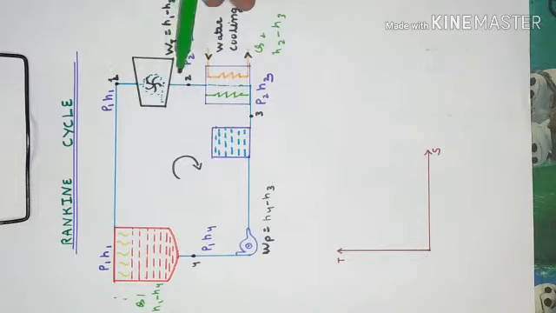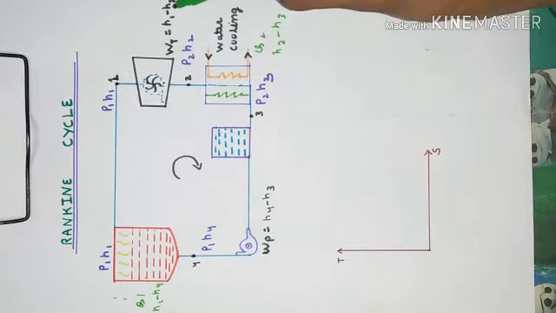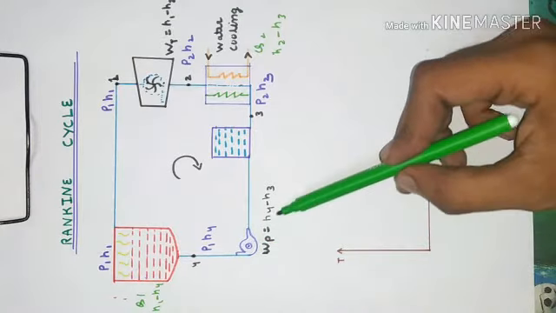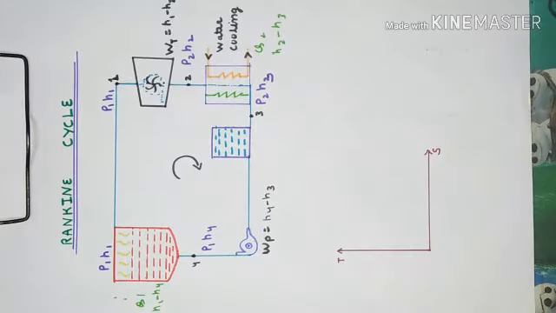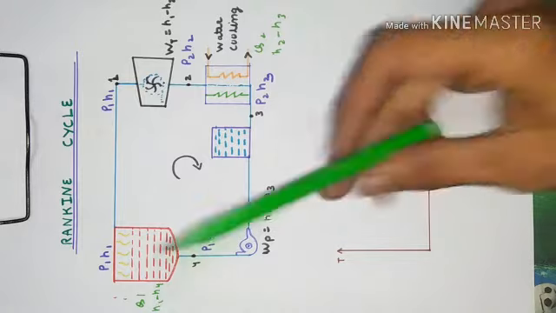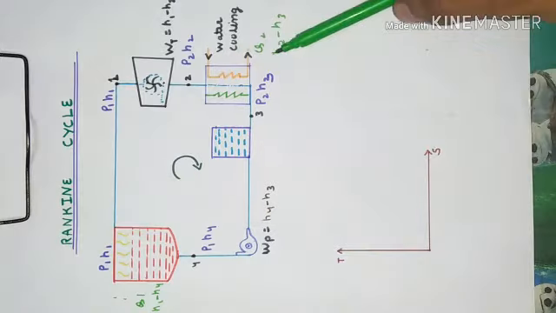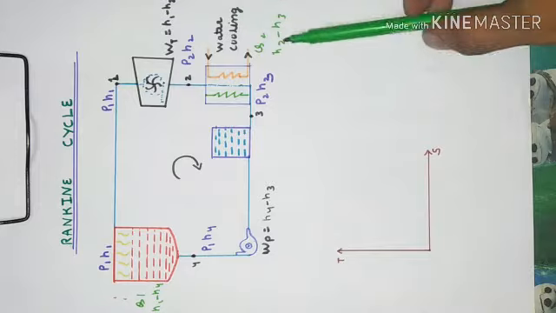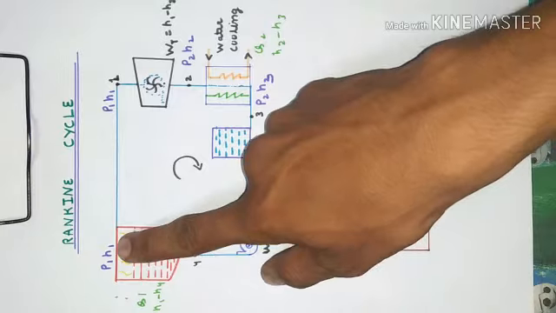So between 1 and 2 there is the turbine work, which is enthalpy H1 minus H2. This is the turbine work. And WP is the pump work, enthalpy H4 minus enthalpy H3. This is the pump work. Q1 is the heat supplied to the boiler, H1 minus H4, and Q2 is the heat rejected by the condenser, Q2 minus Q3.